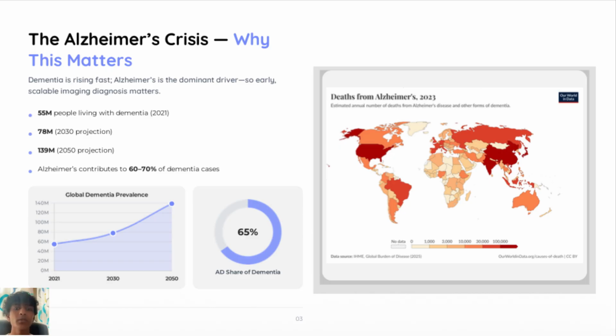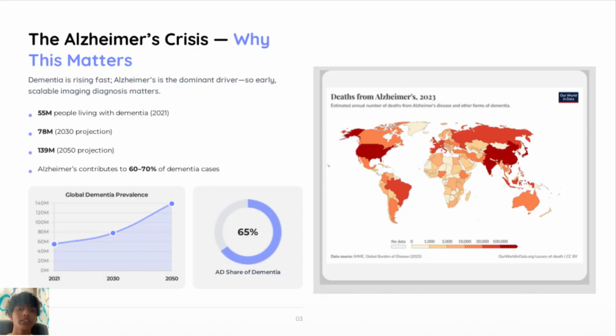Alzheimer's disease is one of the most urgent medical problems that we face today. In 2021 alone, about 55 million people were living with dementia worldwide. That number is projected to rise to 78 million by 2030 and 139 million by 2050. Alzheimer's is the largest contributor to dementia, making up 60 to 70% of dementia cases.